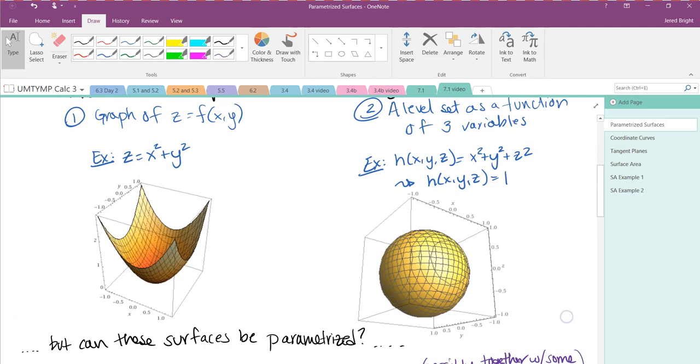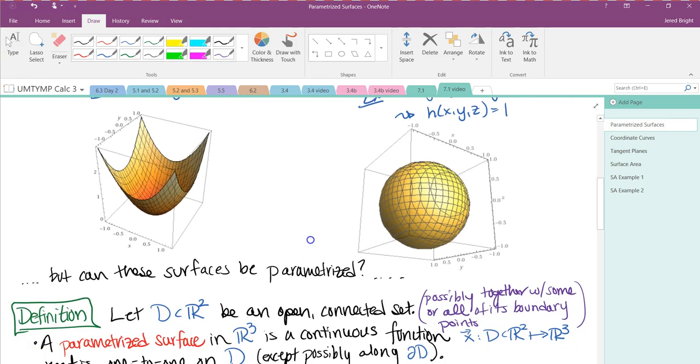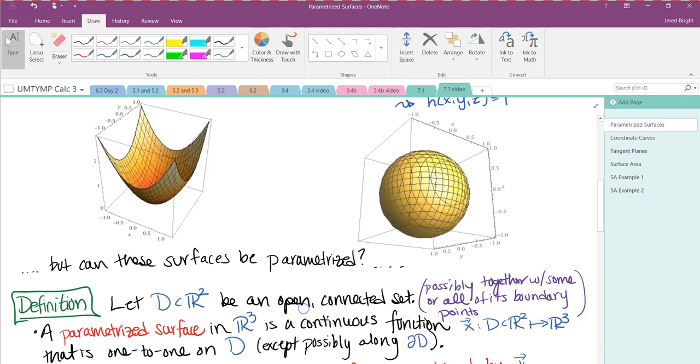Okay, and so now we want to look at parameterizing these surfaces, because we can certainly parameterize in R2 to our heart's content, but we need to be able to look at higher dimensions as well. Okay, so some definitions. We're going to say let D be an open and connected set, so make sure we get those assumptions in there. We don't really care too much about the boundary, but it could include the boundary. It might just include some points.